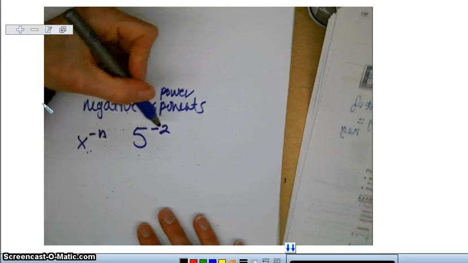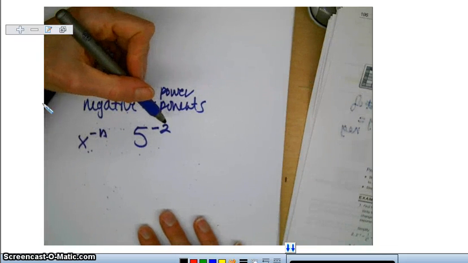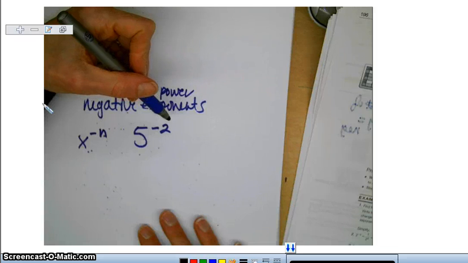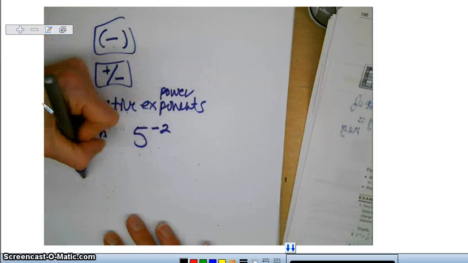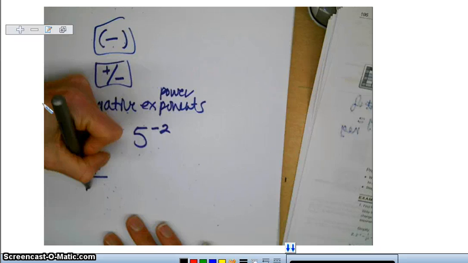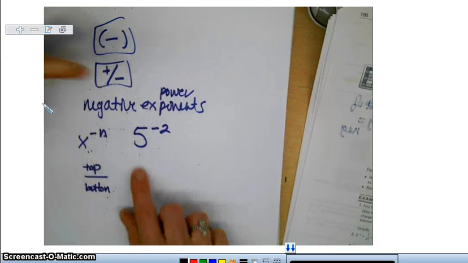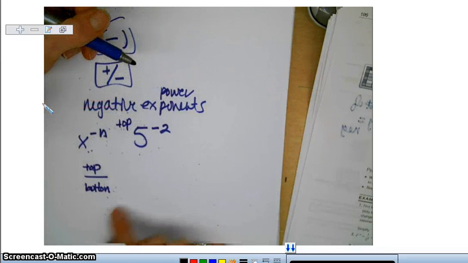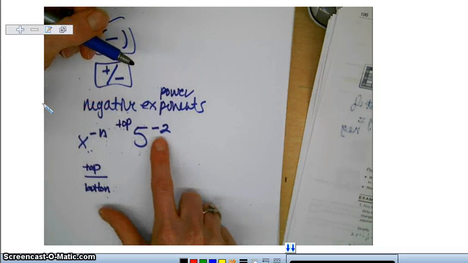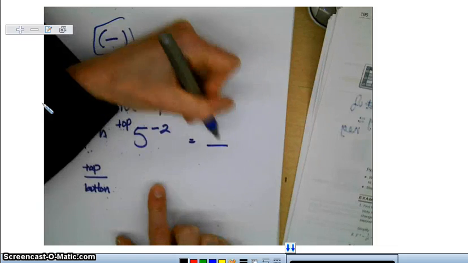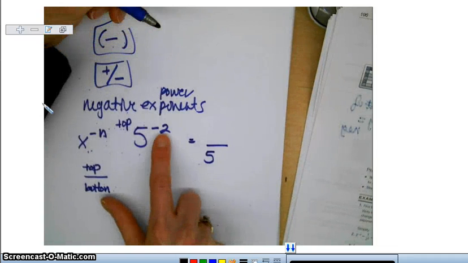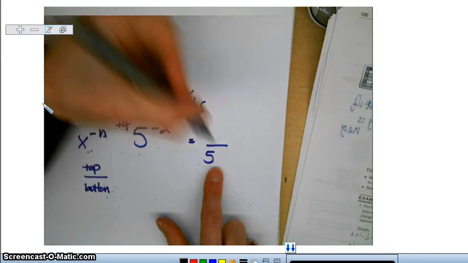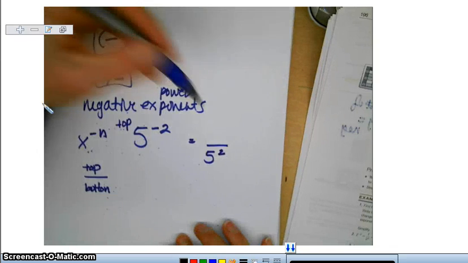A negative power, to make it a positive, you put it on the bottom of a fraction. So if we always think we've got a top and a bottom, and if there's no bottom written, this is assumed to be on the top. So this is on the top. So if I want to make this a positive 2 power, all I do is I move the 5 to the bottom, and the negative 2 power moved to the bottom becomes a positive 2 power, and then I have a 1 on top.